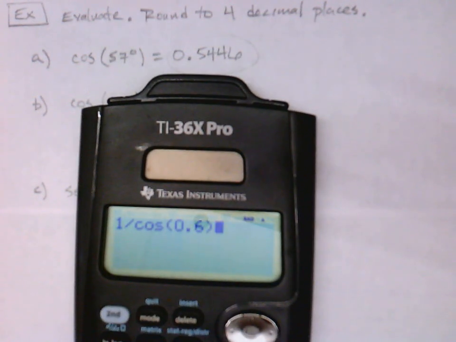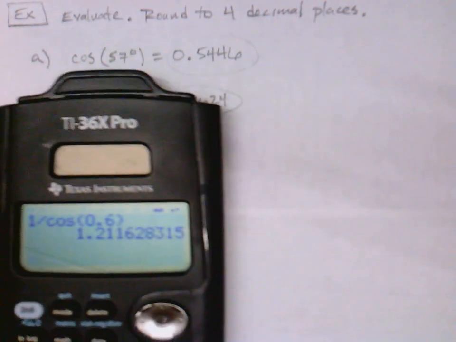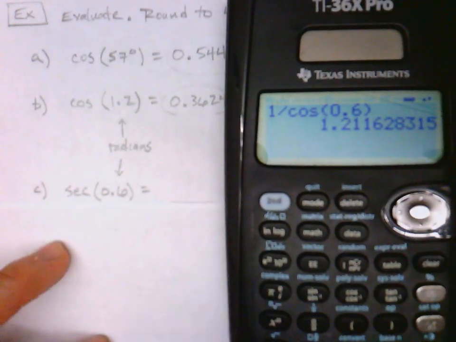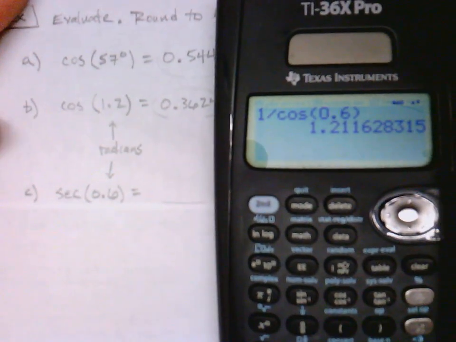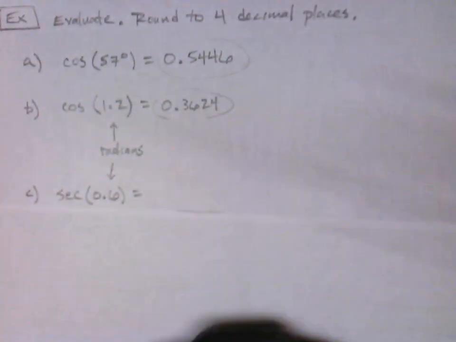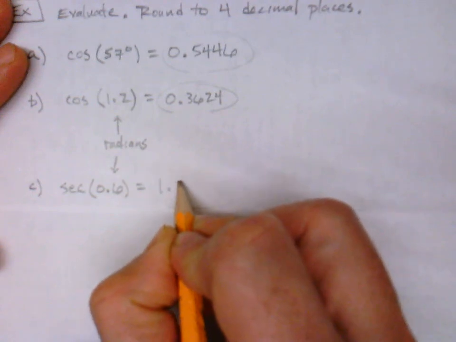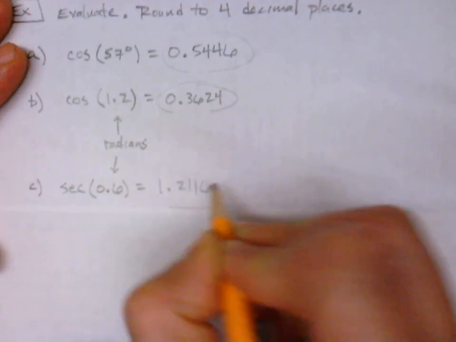That's secant 0.6. I took the reciprocal. So calculator engineers know this. They know they don't actually have to give me a secant button. I'm just going to pull this off the screen. I can't fit it all. The answer here is 1.2116.